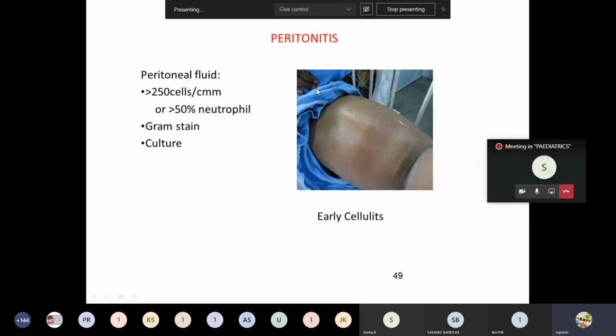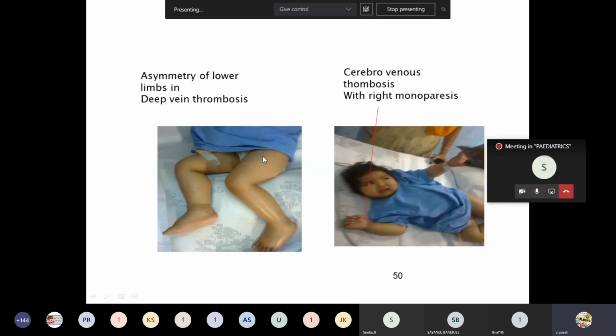So this is peritonitis, the features you'll see. You can see this early feature of cellulitis. If there is infection, to rule out peritonitis you should do drainage also. If there are more than 250 cells per cubic millimeter, or more than 50% neutrophils, that gives a clue that the peritoneal cavity is infected. You should send for gram stain to rule out any organisms, and based on culture you should change the antibiotics.